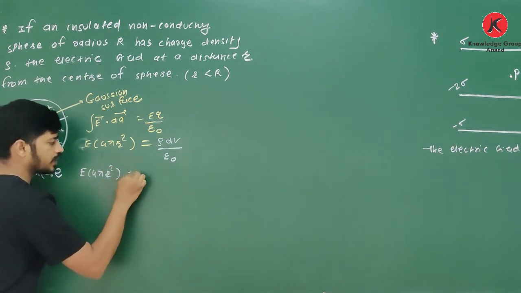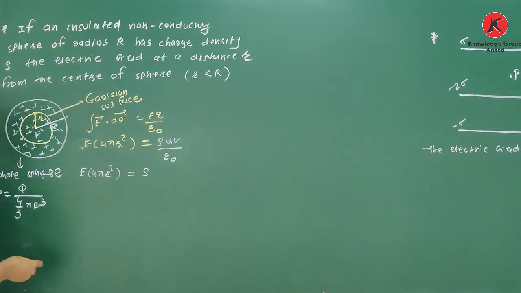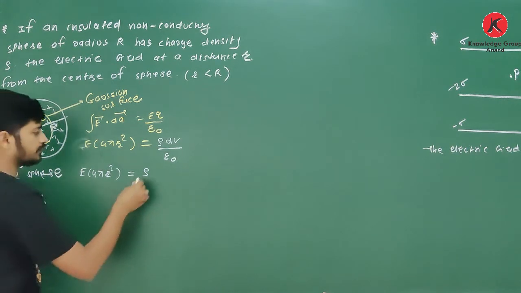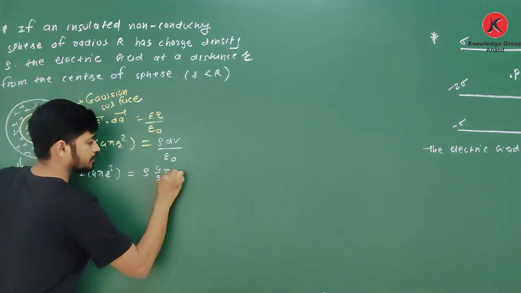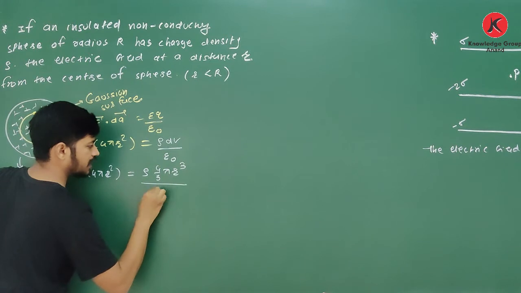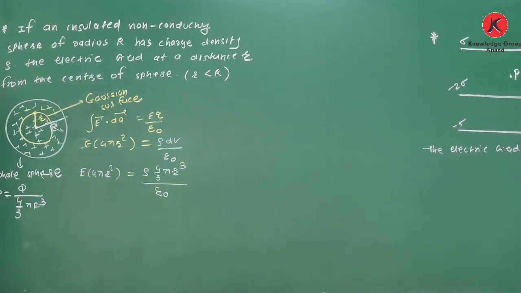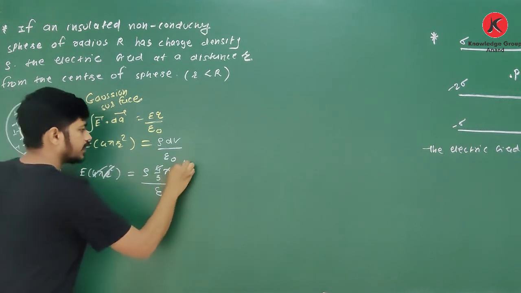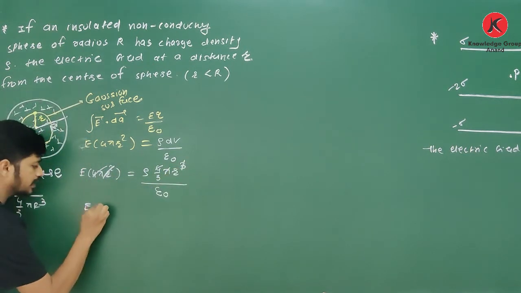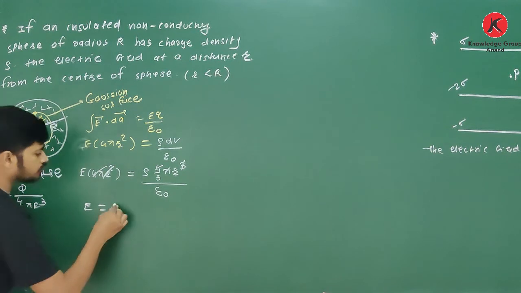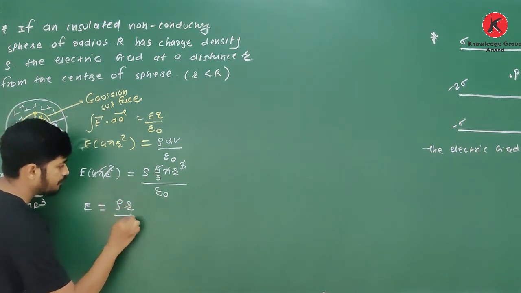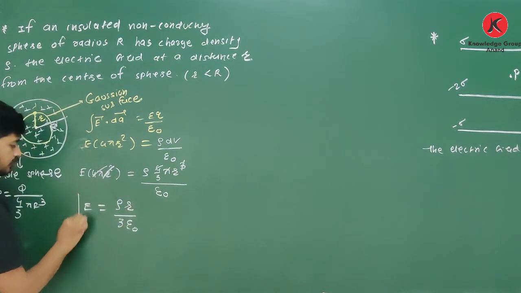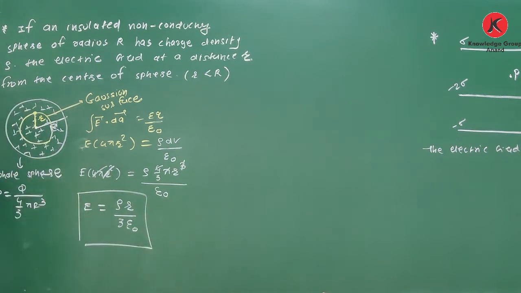So E times 4 pi r square equals rho dV, which is rho times the volume of this Gaussian surface, 4 by 3 pi r cube, divided by epsilon 0. Simple? Yes. The 4 pi cancels, and r square cancels, leaving r. So electric field E is equal to rho r upon 3 epsilon 0. That you have to remember. Yes, this equation you have to remember.